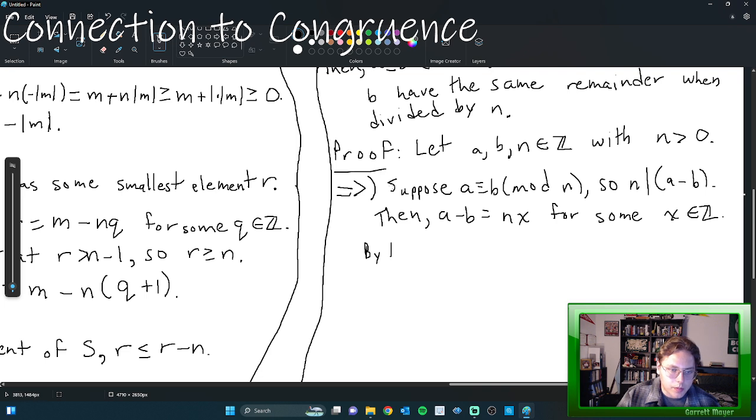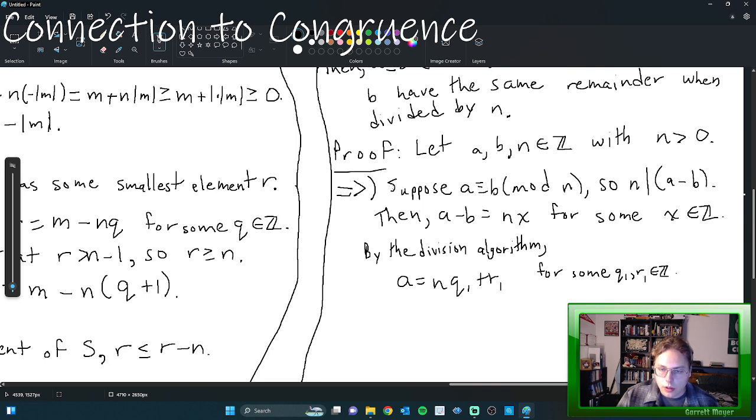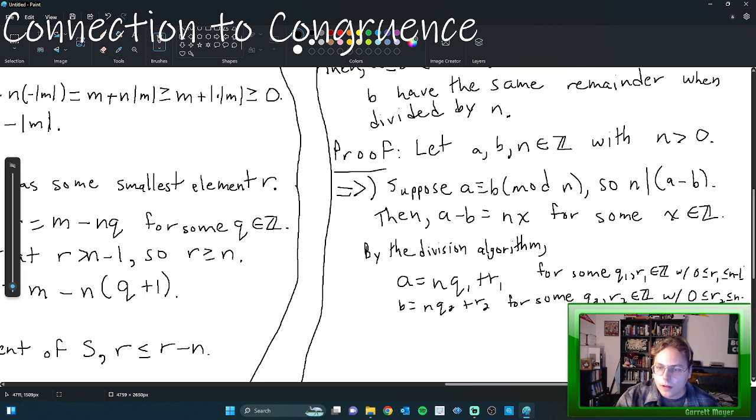So by the division algorithm, we have the following. a equals nq1 plus r1 for some integers q1, r1 with 0 less than or equal to r1 less than or equal to n minus 1. And we also have b equals nq2 plus r2 for some integers q2, r2 with 0 less than or equal to r2 less than or equal to n minus 1. Let's make this a little bit bigger so I have some room.